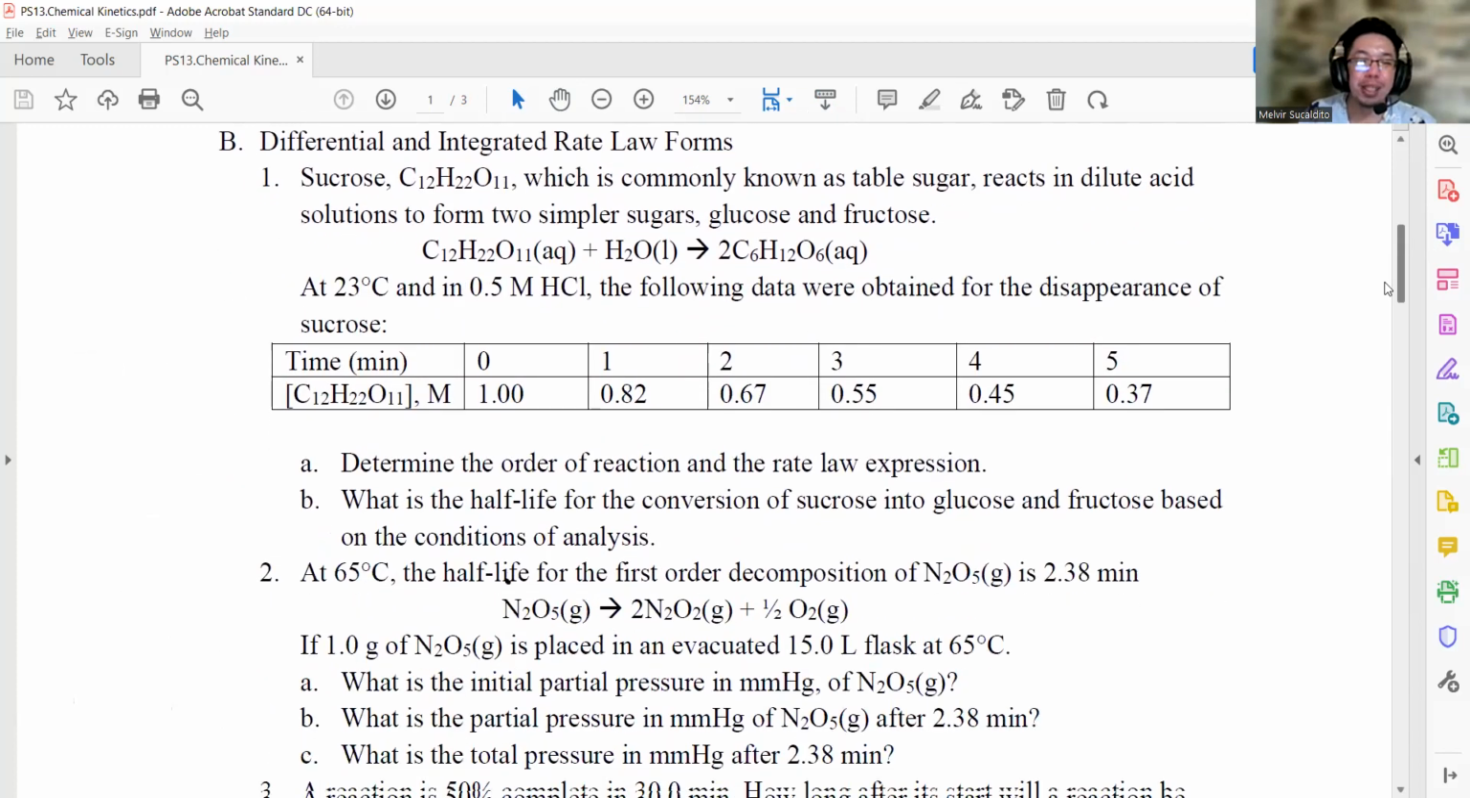Next, let's proceed with letter B. 1A and 1B are 2 points each, as incentive.